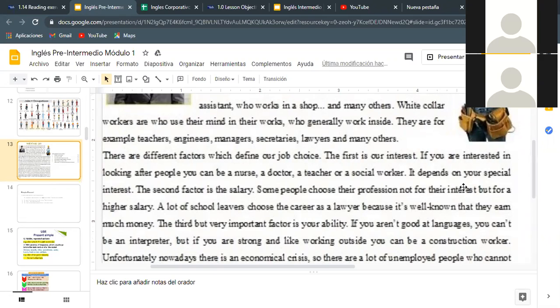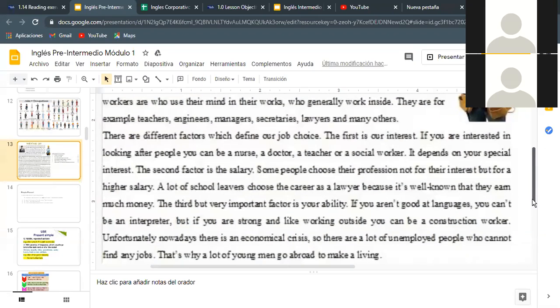White collar workers are who use their mind in their work, which never work inside. They are, for example, teacher, leader, manager, secretary, lawyer, and many others. Perfect, thank you. Katy Sines.